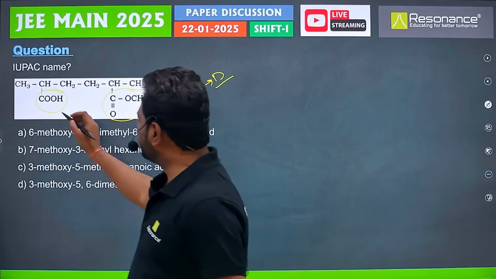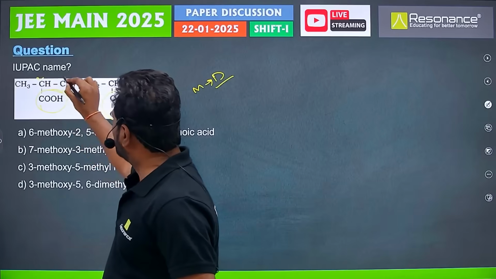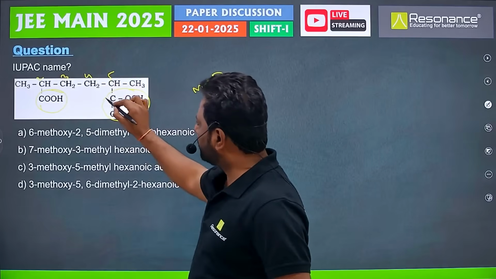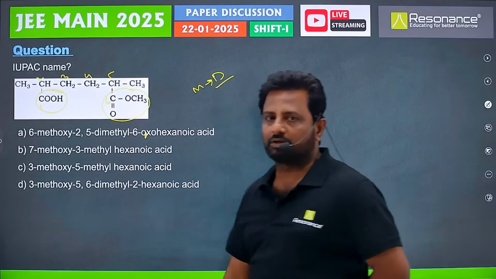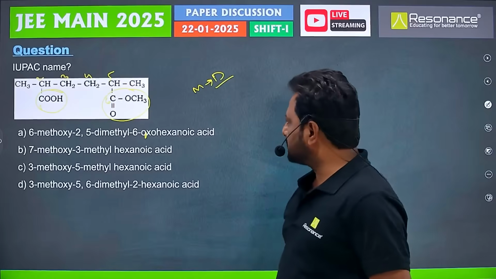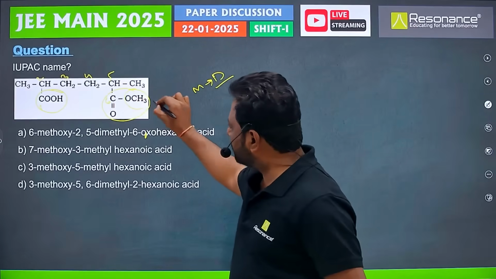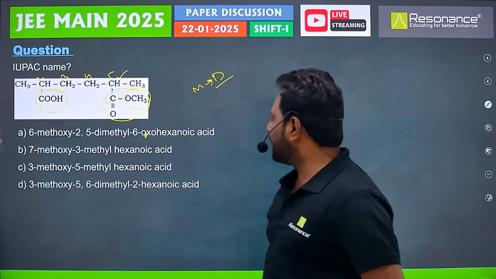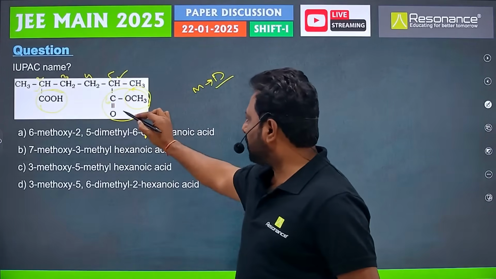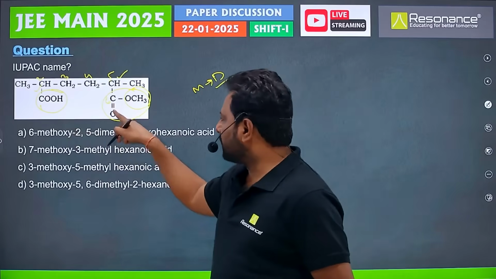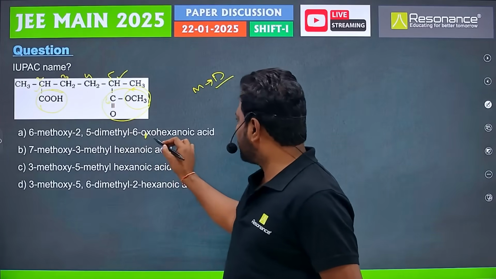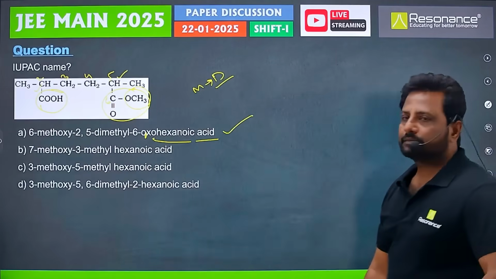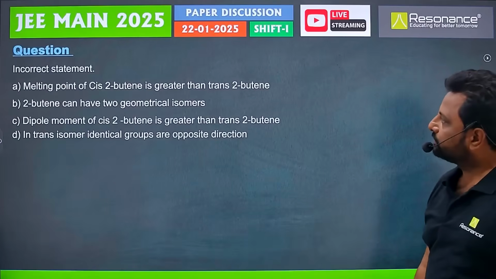So if we start the numbering from the carboxylic acid, 1, 2, 3, 4, 5, it is an end functional group, so it has the highest priority instead of the methyl group. Then the nomenclature is 6-methoxy-2,5-dimethyl-6-oxo. The total number of carbon atoms in the main chain is 6, so hexanoic acid. So the correct answer is A.